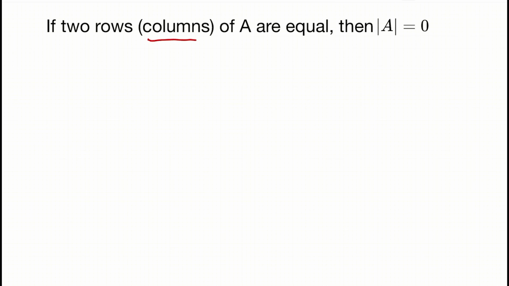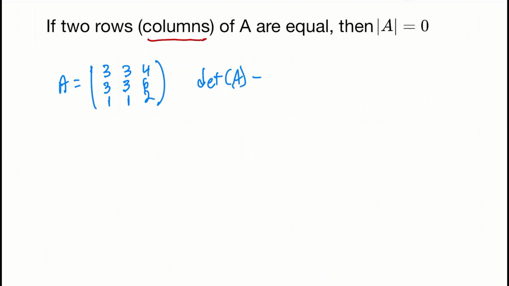Next, let's look at the case where two columns are equal in the determinant. So now we're looking at this case. I'm going to use a new matrix this time: [3, 3, 1], [3, 3, 1], [4, 6, 2]. Now the determinant of A in this case, we're going to use the same method we used in the other one. 3, 3, 1, 3, 3, 1, 4, 6, 2.